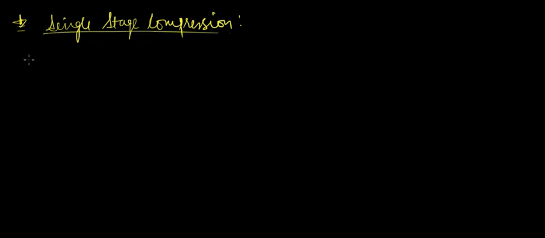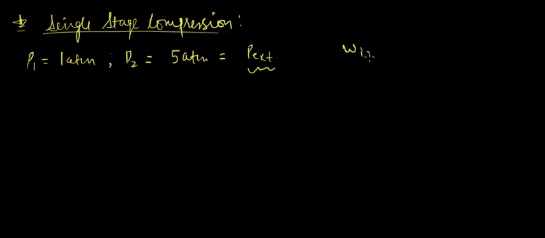So for single stage compression, we can write that P1 is equal to 1 atm, P2 equals 5 atm, and let's say P2 is P external. Okay. So W irreversible can be written as minus P external delta V.